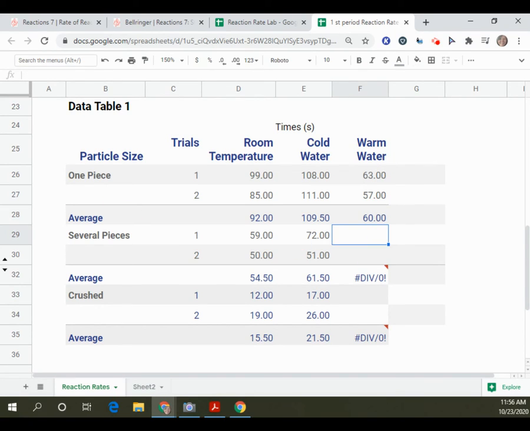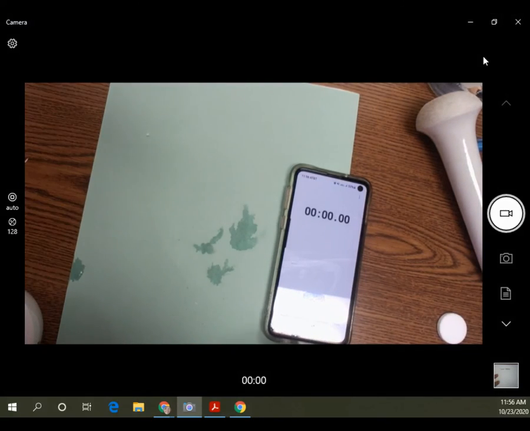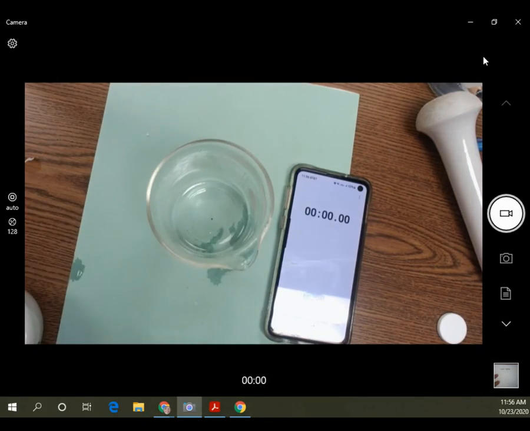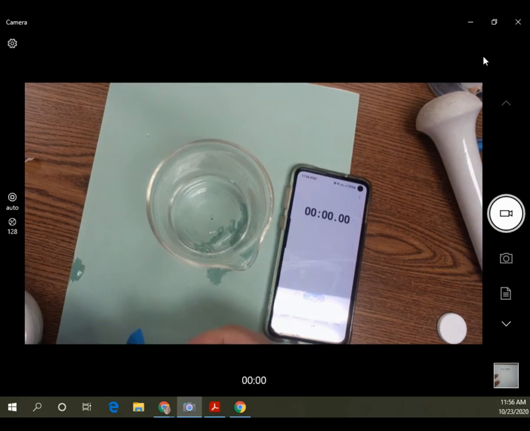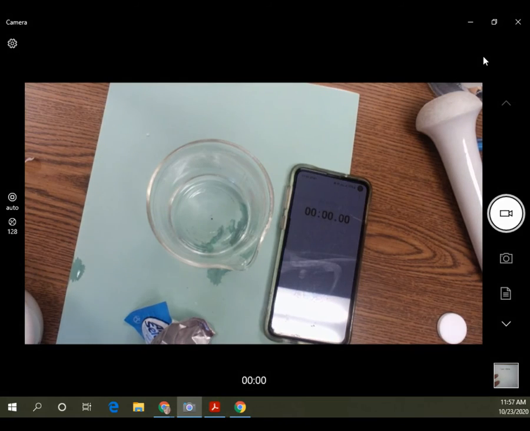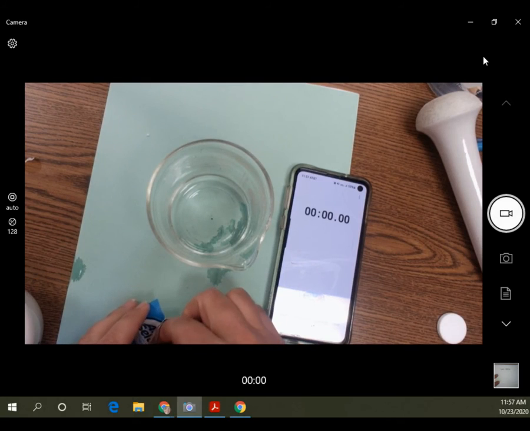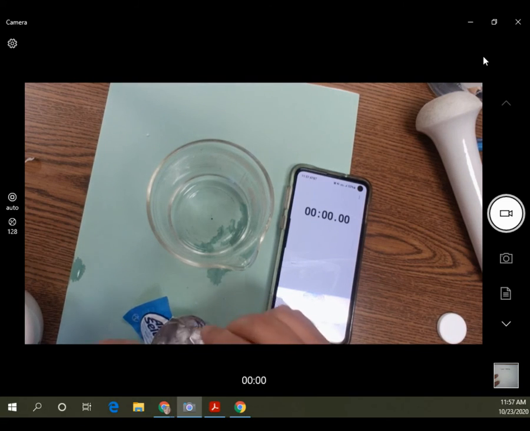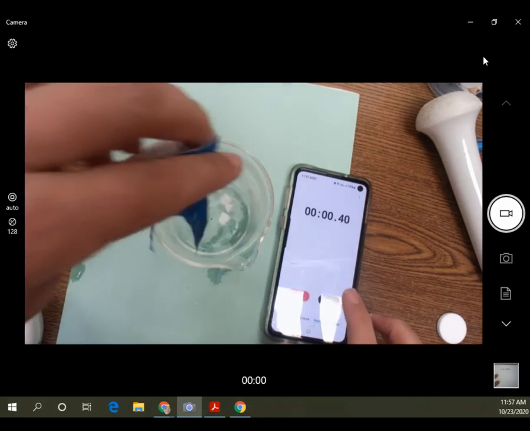Let's try the several pieces. And so we'll bring the camera back. Okay, we need to dump out our waste there. We need our hot water. So we got hot water. We have our package so that we can break up the quarter piece into several pieces. Try to have the same size pieces as we did before. All right, so ready, set, go.